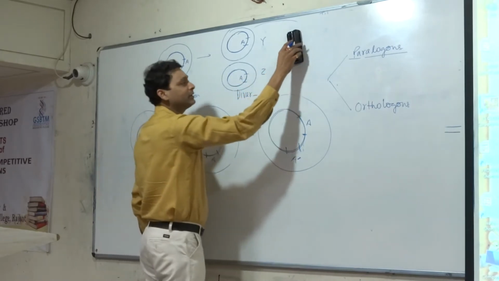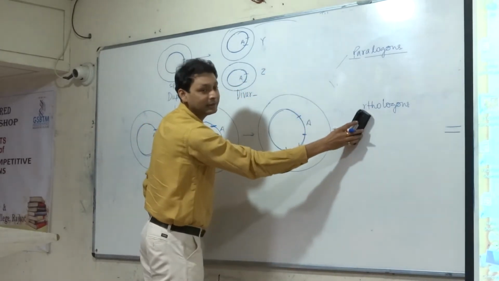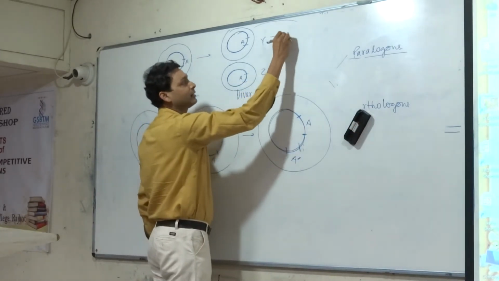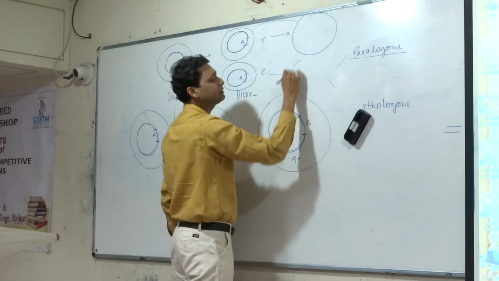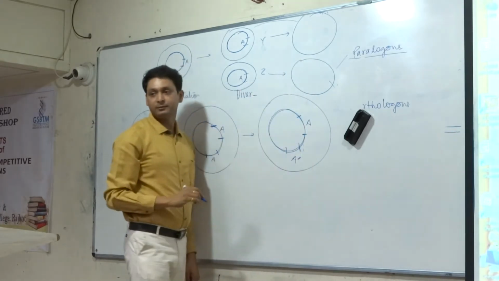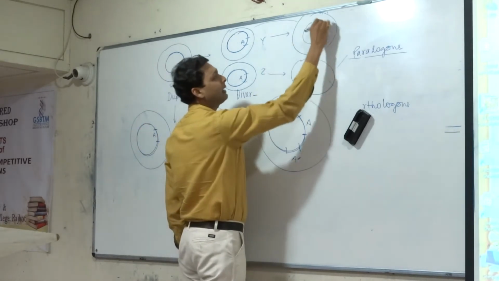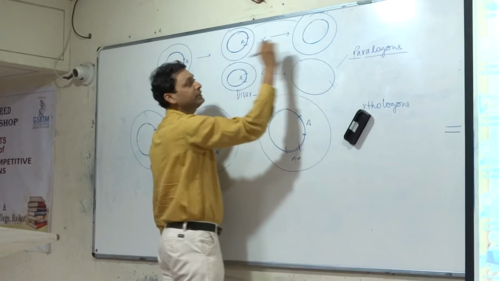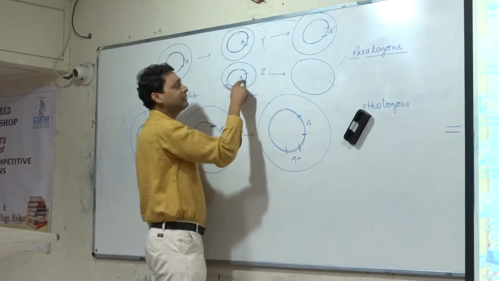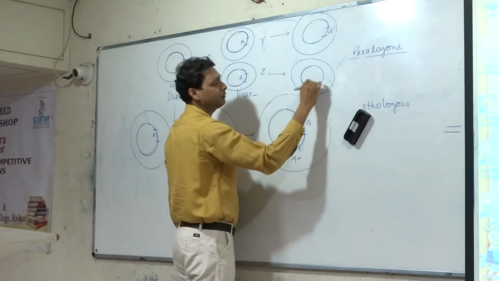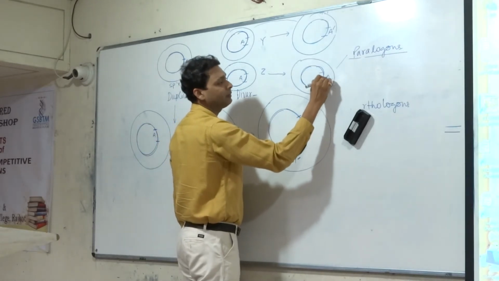Now suppose after the speciation, after a certain time, the divergence starts. Divergence starts as a result of mutations or other genetic changes. Now suppose as a result of the divergence, this particular gene A changes into A prime. And as a result of the divergence, this particular gene changes into A double prime, like this.